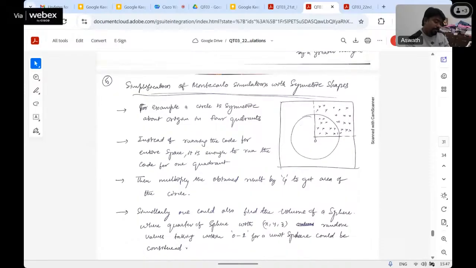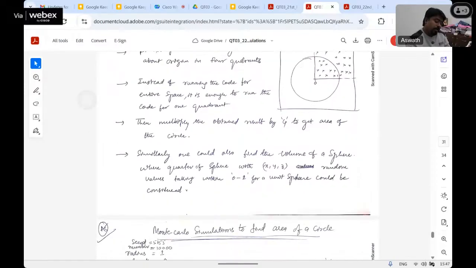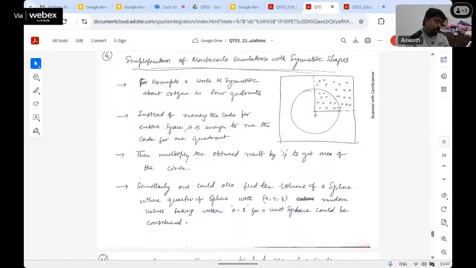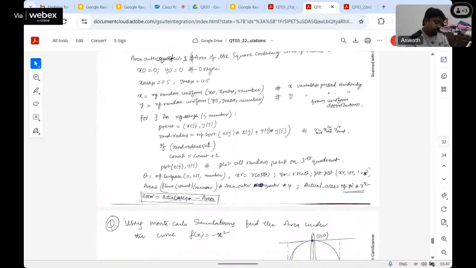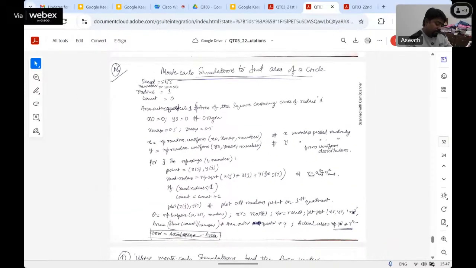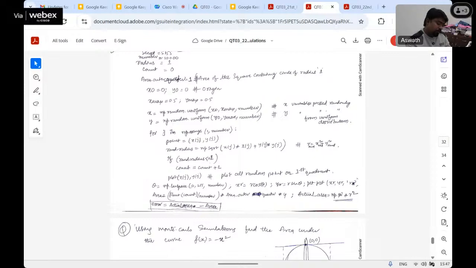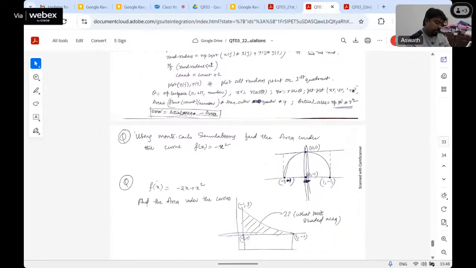Now, for example, just take a known example. Let's say I want to find the area of the circle. I'll just do one quadrant. I'll pick a box where the circle is within. For one quadrant I will find the area, and I'll just multiply by 4, and I'll get the area of the circle. The code is also explained here. The if condition: if the picked point, for the circle case, is within the radius, then I will count it. Otherwise, I'll leave it. So in this way, I'll just run this and I'll get the area of the circle.